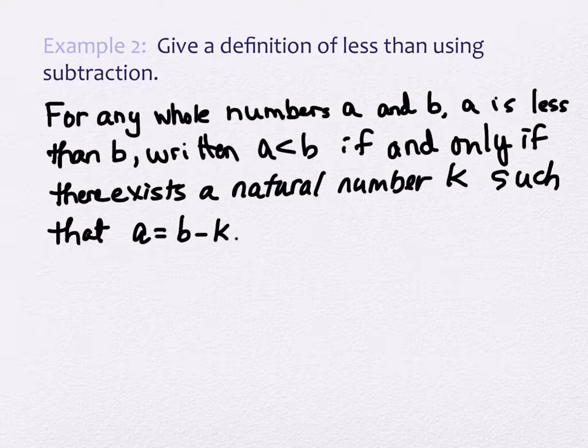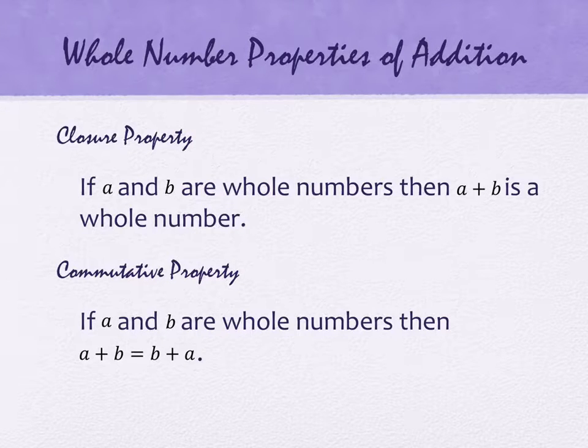All right, we have 4 properties of whole number addition that we want to talk about. The first property is by far the one that causes people the most grief. So let's get all 4 of them written down first, and then we'll go back and talk about all 4 of them. The first one is the closure property. It says if A and B are whole numbers, then A plus B is a whole number.